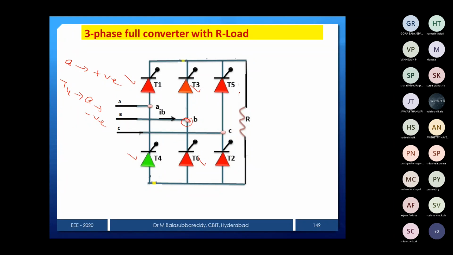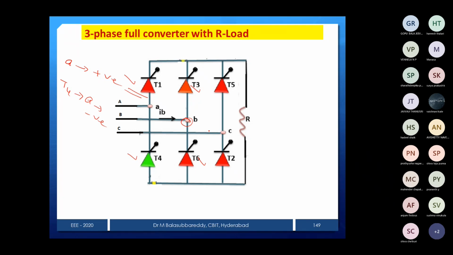Similarly, C phase. So here is a very clear-cut process. Whenever a phase is more positive, then the upper group devices will be forward biased, and when that phase is more negative, then the lower group devices will be forward biased. But now, when compared to the semi-converter, in the earlier version, in the semi-converter case, if it is more negative, automatically lower group devices will start conducting.